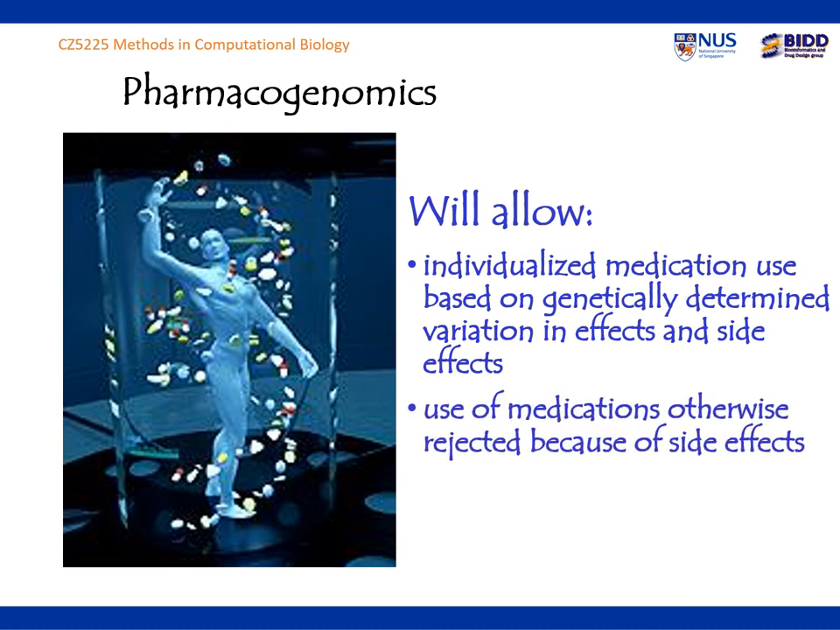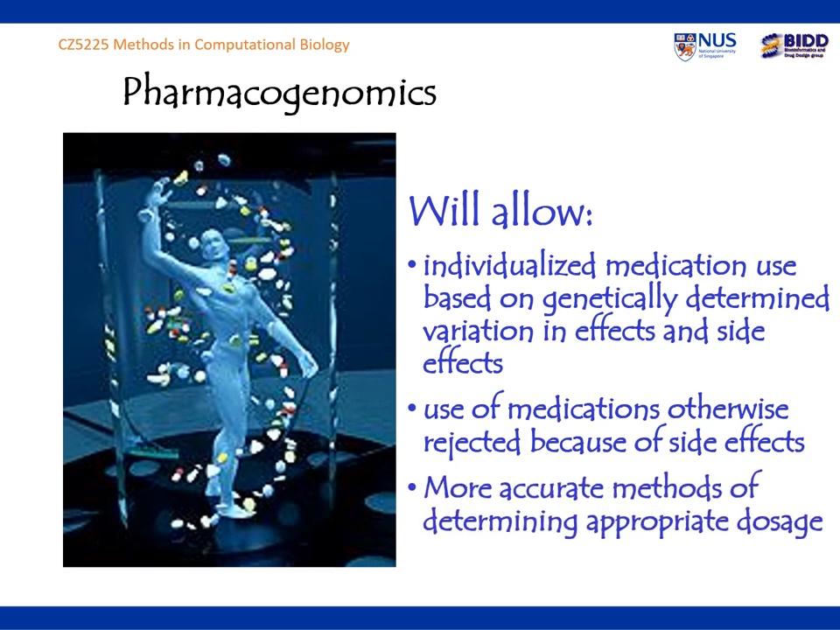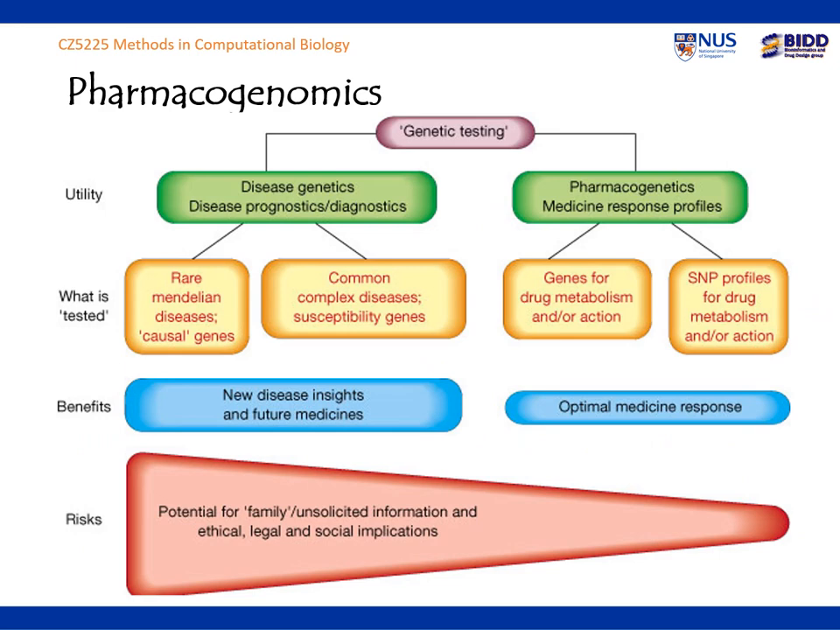It will allow the use of medication otherwise rejected because of side effects. Sometimes we reject a drug because it shows side effects. And more accurate methods of determining appropriate doses can be developed by using this pharmacogenomics knowledge in drug discovery or development. Usually we perform genetic testing for two reasons.